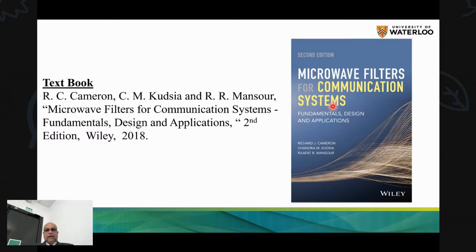I just would like to highlight that the material for this workshop, or at least the part which I present, is based on that filter book, which is the second edition of that book. The first edition was published in 2007, and the second edition was published in 2018.